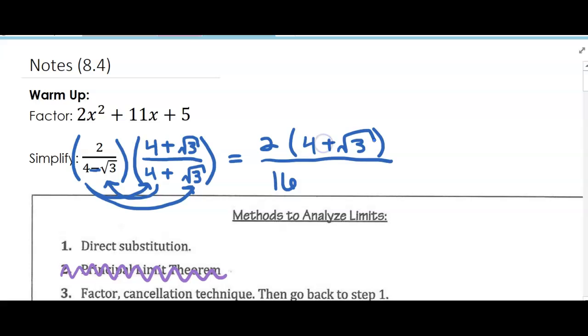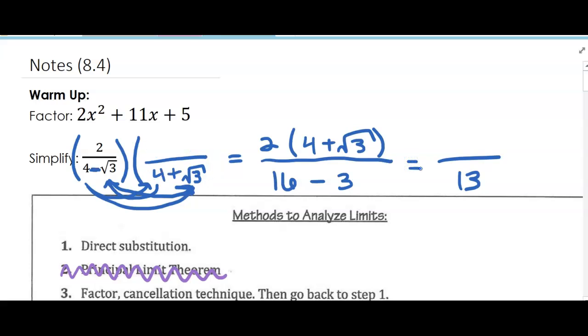The last thing I need to do is my negative square root of 3 times positive square root of 3. That's going to get me my negative 3. And we notice that in my denominator, I no longer have a radical. I just have what looks like is going to be 13. So that's the whole point of multiplying by the conjugate. Because my first sign is negative, my second sign is positive, that means my middle term is going to cancel out. And that helps us.